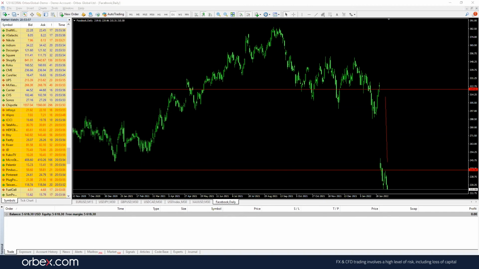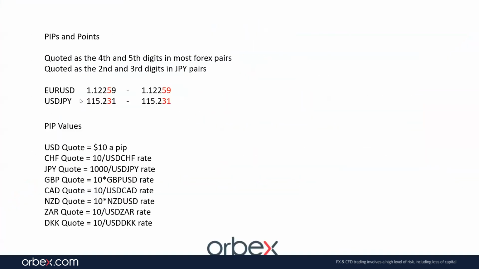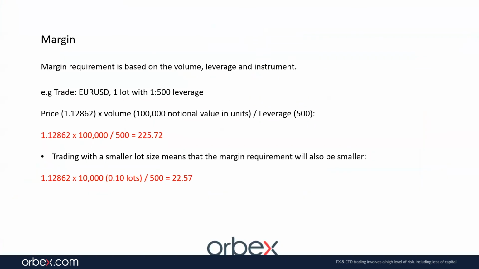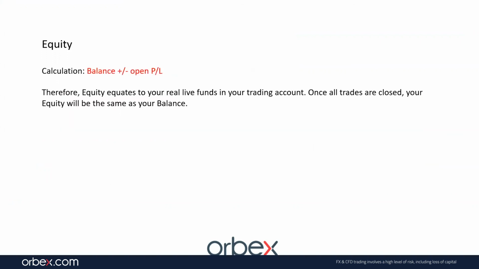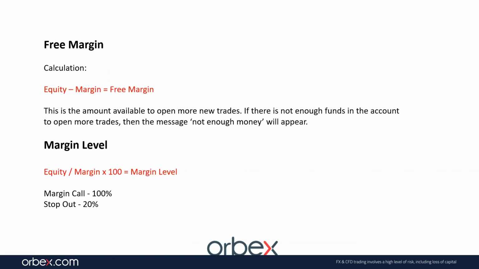So just do a quick recap on what we've just gone through now. Just remember, the margin, volume, leverage, and the instrument ties in significantly with what we're looking at when calculating the margin, and obviously the lot size and leverage as well. Equity, simple calculation: your equity is your balance plus or minus your open P&L. Free margin is equity minus margin, and margin level is equity divided by the margin times 100. It's only times by 100, so it's given as a percentage.